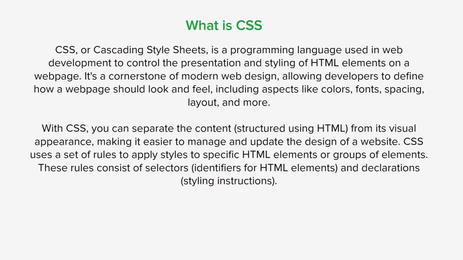So what is CSS? CSS, or Cascading Style Sheets, is a programming language that is used in web development to control the presentation and styling of HTML elements on a web page. It's a cornerstone of modern web design, allowing developers to define how a web page should look and feel. With CSS, you can separate the structured HTML from its visual appearance, making it easier to manage and update the design of the actual web page.